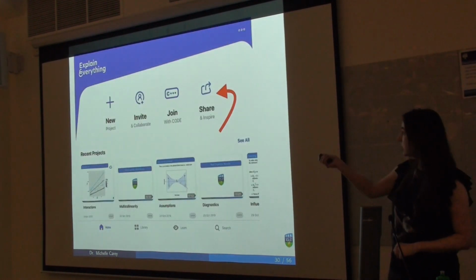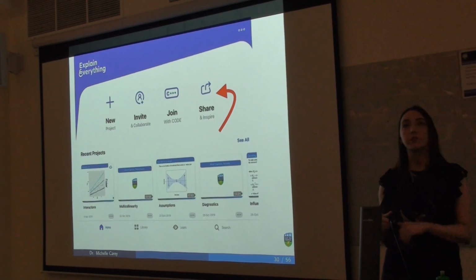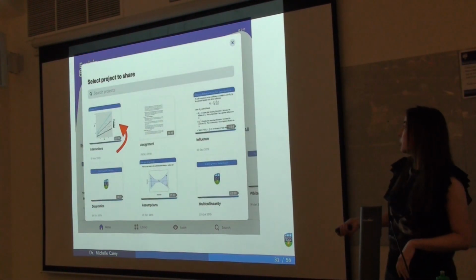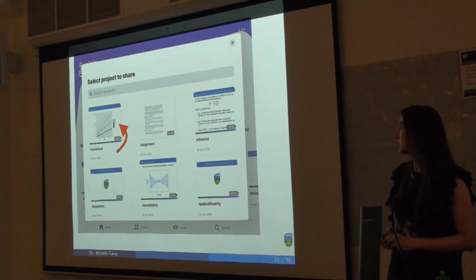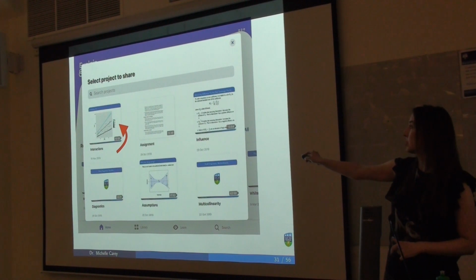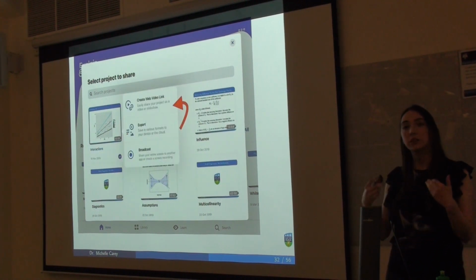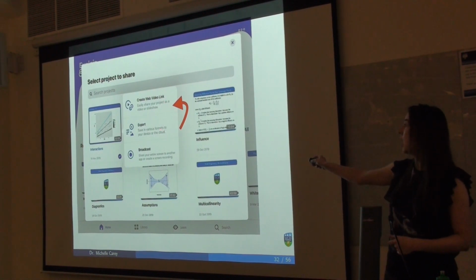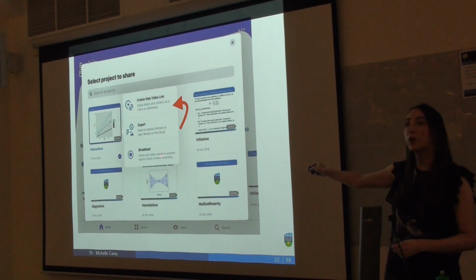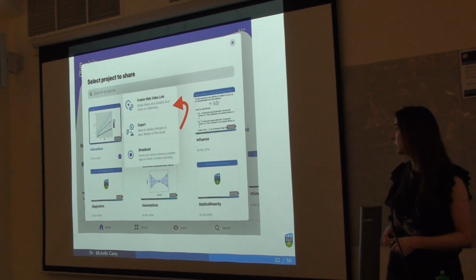Okay, so the last option here then is to share. I want to be able to share the project that I've created. So I click share. It gives me a list of all the projects that I have available on this device. Let's say that I want to share the interactions project. I can do this in 3 ways. I can create a web link video, I can export it, or I can broadcast it. I'm going to talk through these 2 because these are the ones that I use.